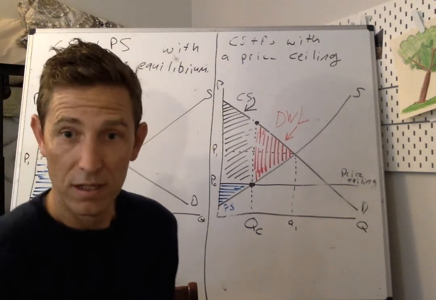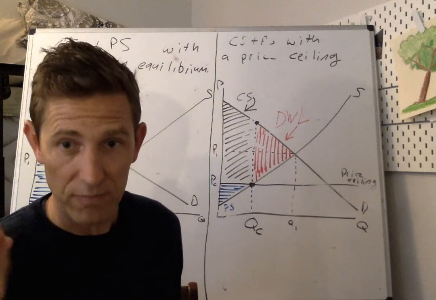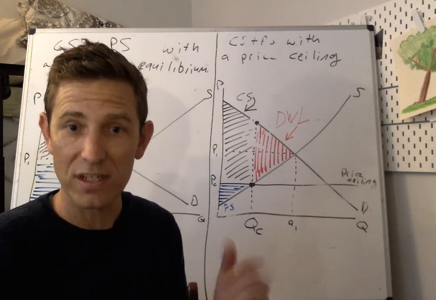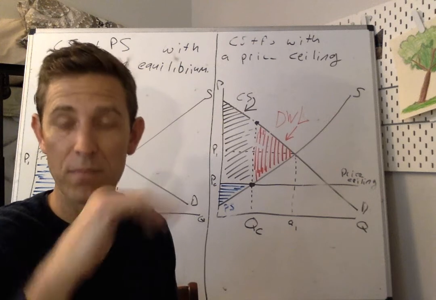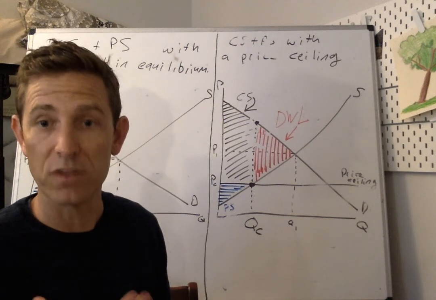Look back to your definition. This is going to be really helpful. Right? What's the producer surplus? It's the area underneath the price, but above the supply curve for all units bought and sold.